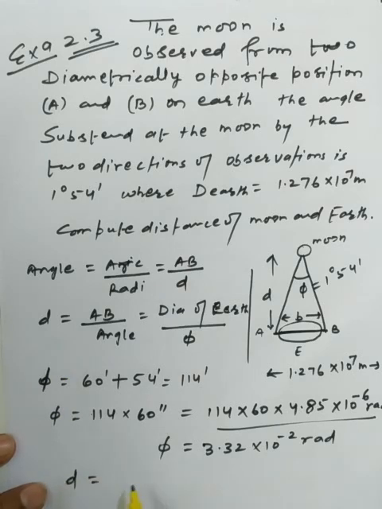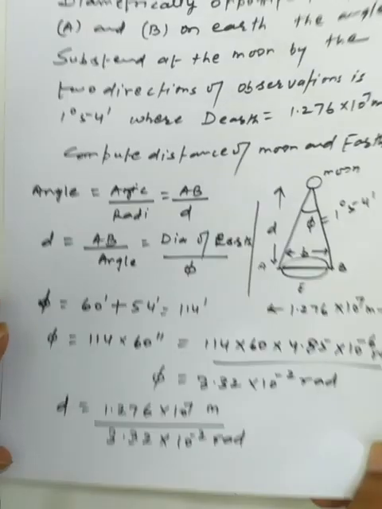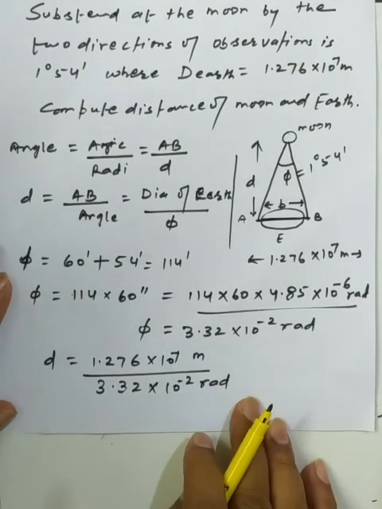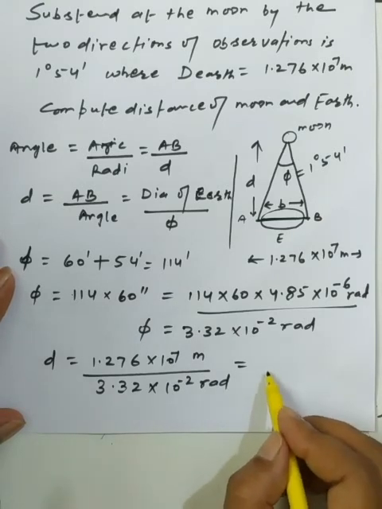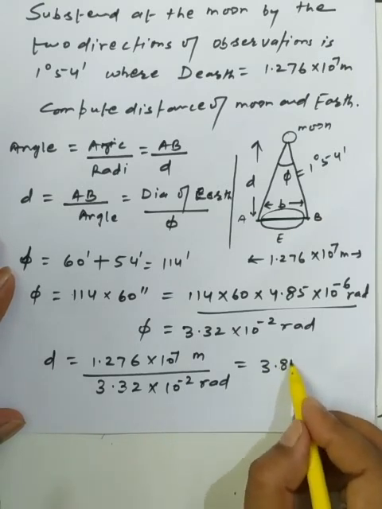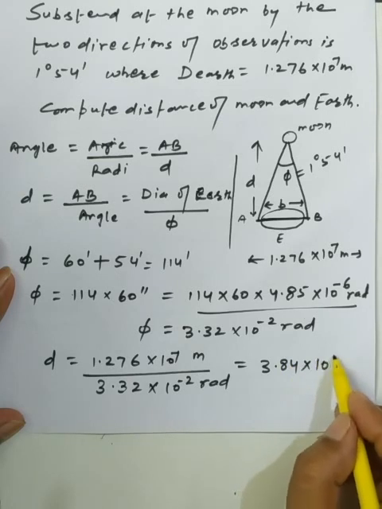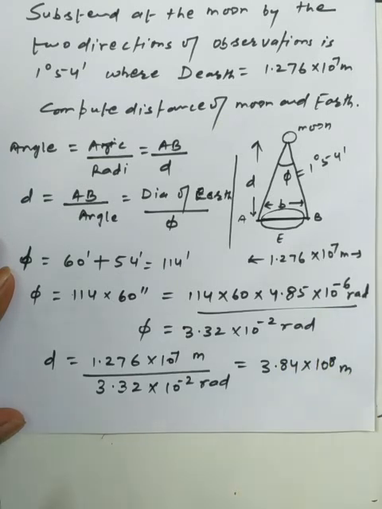So d is equal to the diameter of the earth which is given, 1.276 into 10 to power 7 meter, multiplied by 3.32 into 10 to power minus 2 radian. Don't be afraid of the unit, because radian doesn't create any impact. So the final answer is in meters. Whenever we solve it, we get 3.84 into 10 to power 8 meter. This is one representation of this kind of question.